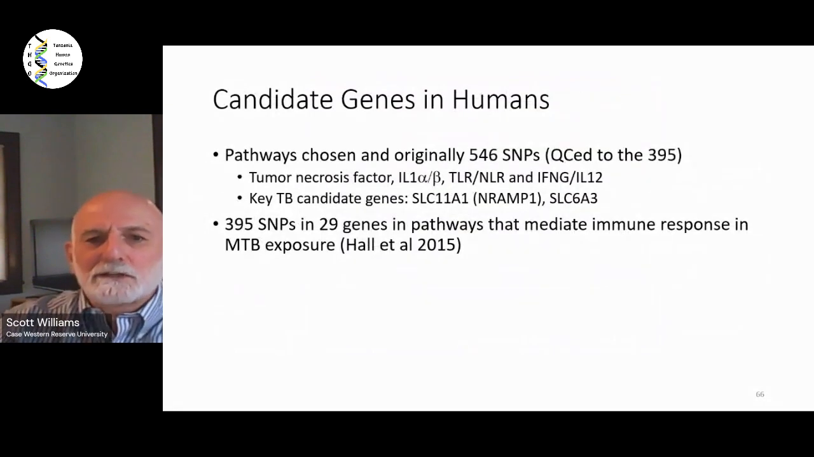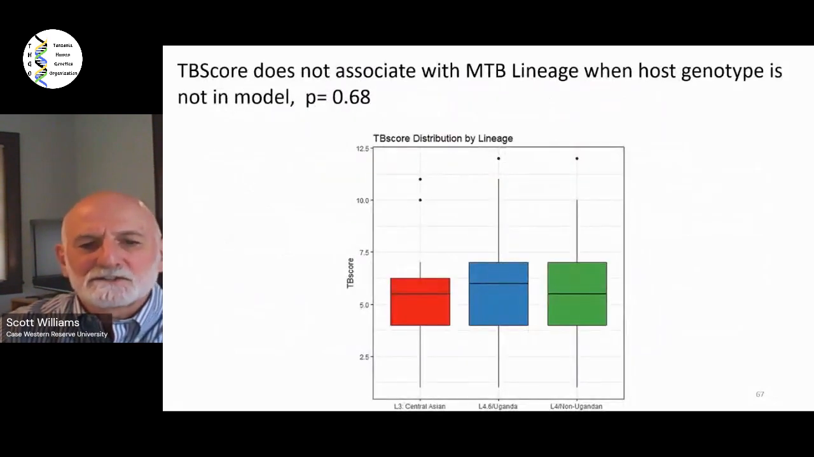In this first study, we examined the ancestry, which I said we found 3 of the mycobacterium, and we looked at 546 SNPs and we pruned them down to 395 SNPs in 29 genes relevant to tuberculosis infection and response. The first thing over here is these are the 3 strains, and you can see that they're not different from each other, and the p-value is 0.68. So the lineage did not impact severity.